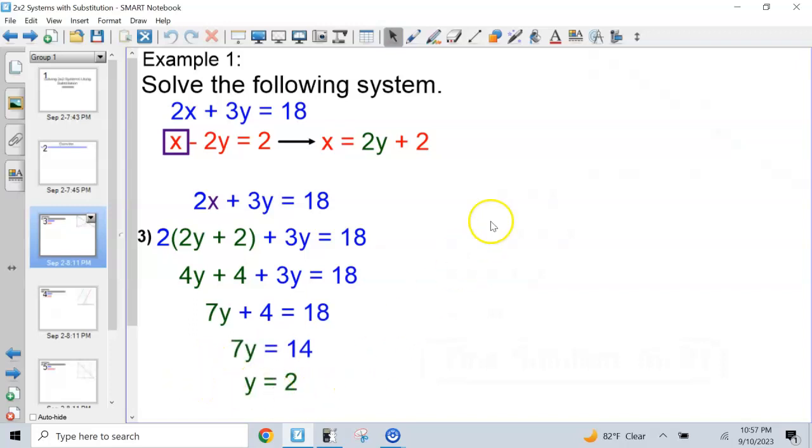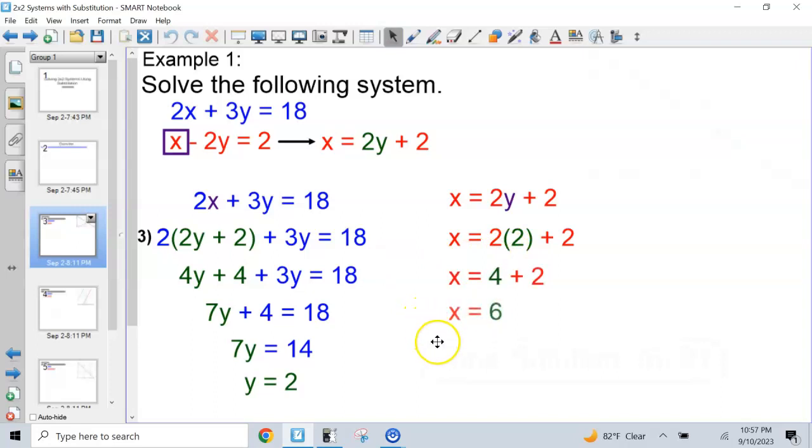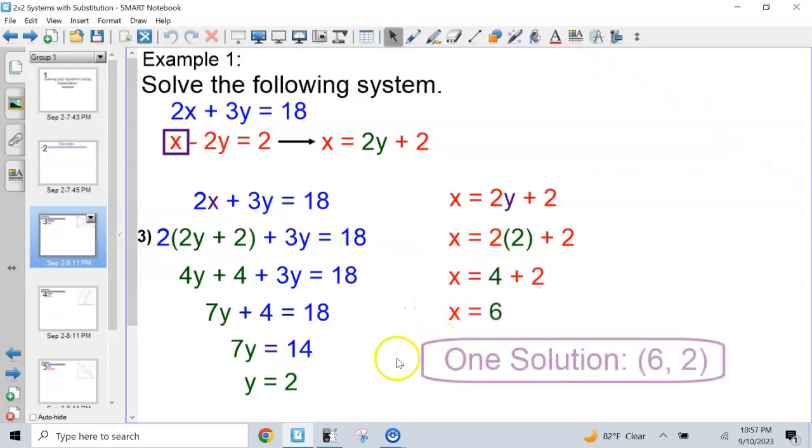We've got to find the x value. So I'm going to go to either equation, it doesn't matter. I use this one right here. I replace this y in purple with that y is 2. So x equals 2 times 2 in parentheses plus 2. 2 times 2 is 4. Combining terms, 4 plus 2 is 6. My final answer, we have a single solution. (6, 2) is a point, it's a coordinate.